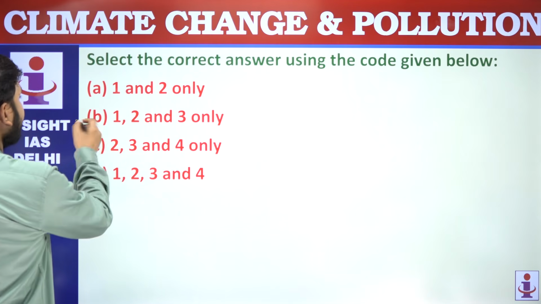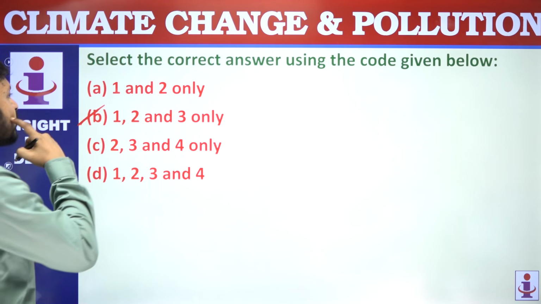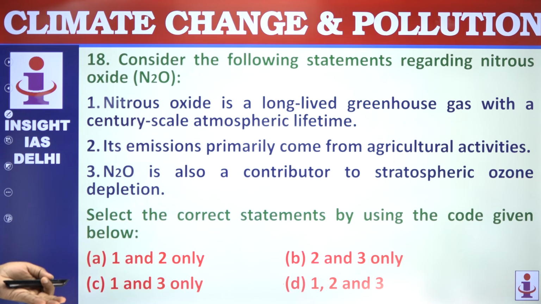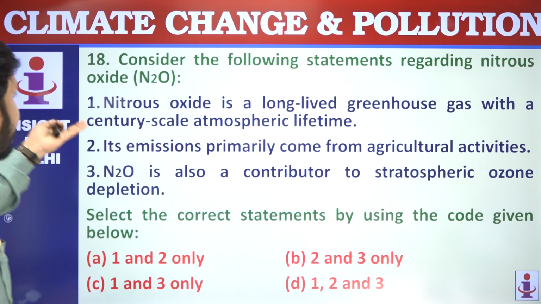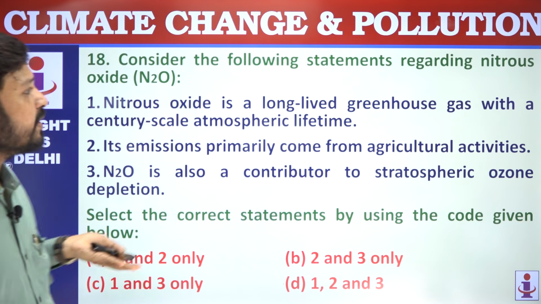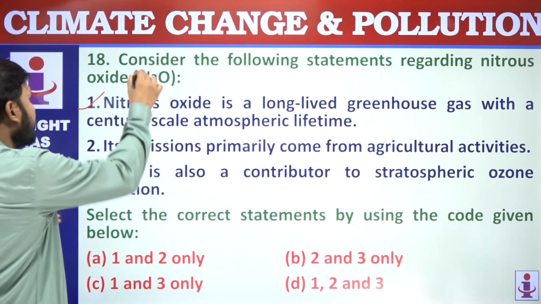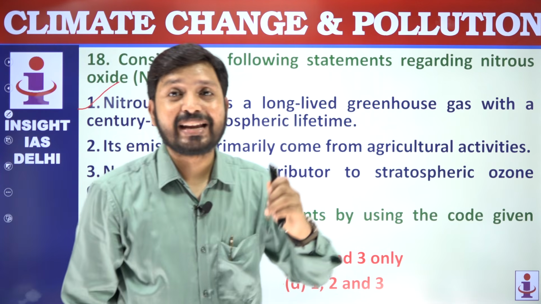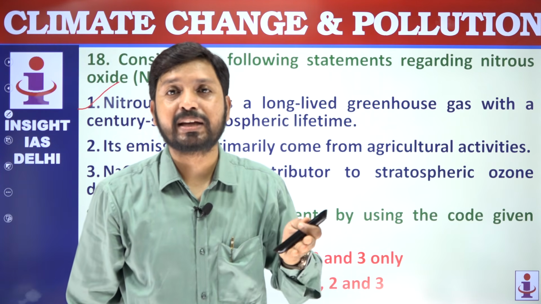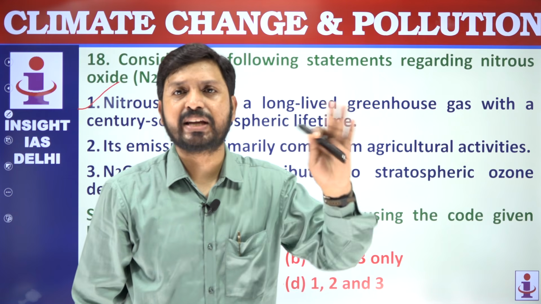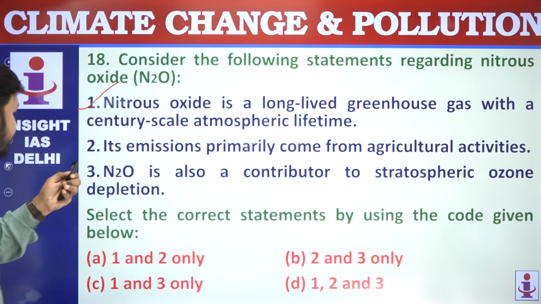Okay, so 1, 2, 3 are there in option B. So B will be our right answer. Next one, consider the following statements regarding nitrous oxide. So directly we'll read. Nitrous oxide is a long-lived greenhouse gas with a century-scale atmospheric lifetime. Yes, this is right. Once it is released into the atmosphere, its lifetime will be more than 100 years. 100 to 120, 130 years it will stay in the atmosphere. Okay, so this is the right statement.